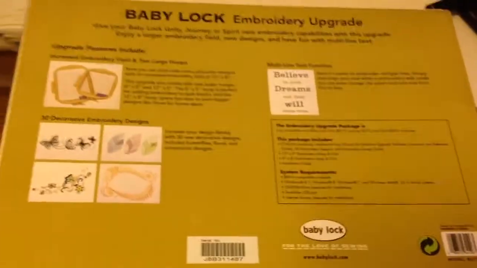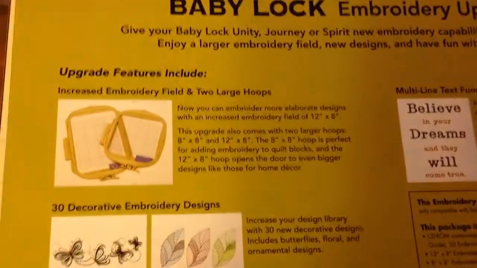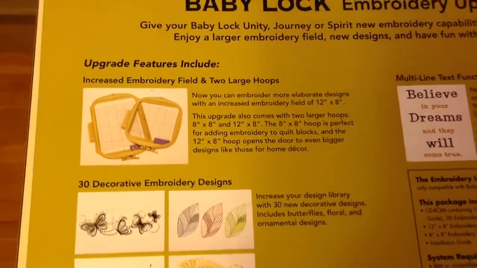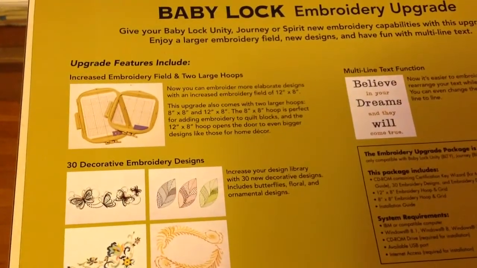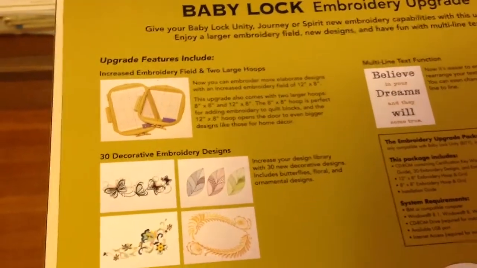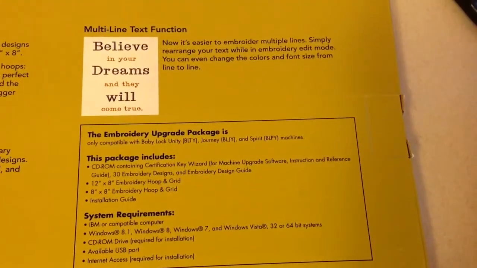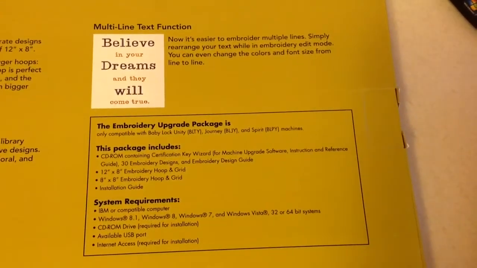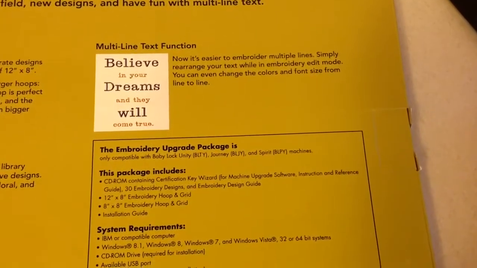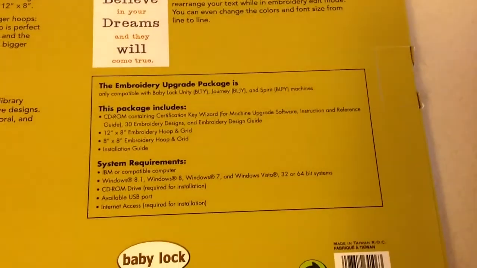So on the back of the box, it kind of shows you a sneak peek of the new embroidery designs that you will have. It also shows you, of course, the two hoops that you will be getting. Again, this upgrade makes your machine embroider a 12-inch by 8-inch area compared to the 12-inch by 7-inch area it comes with. And then the multi-line text function, so we'll be able to do, it shows 6 lines of text on this logo or icon here, which is something that I am looking forward to doing.